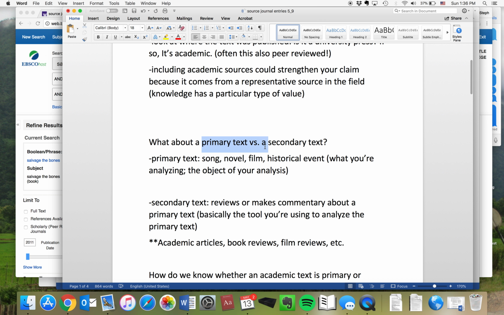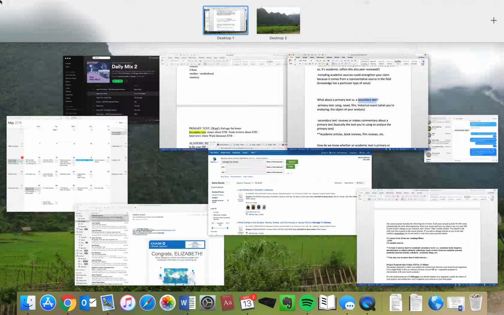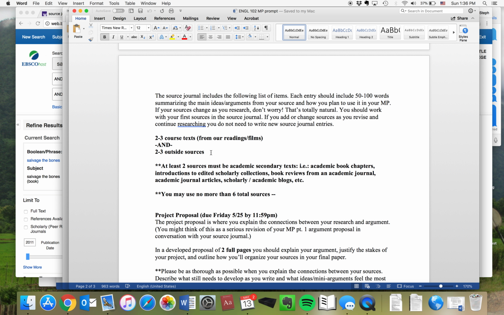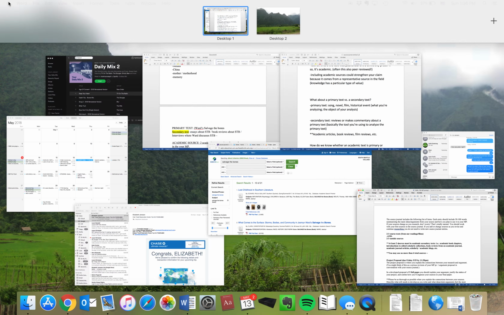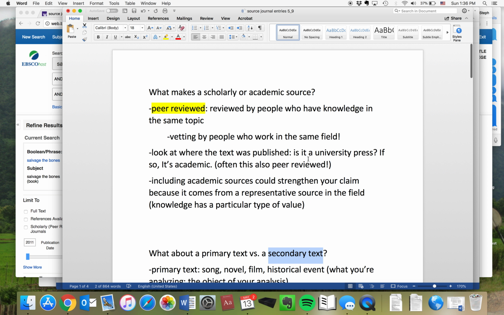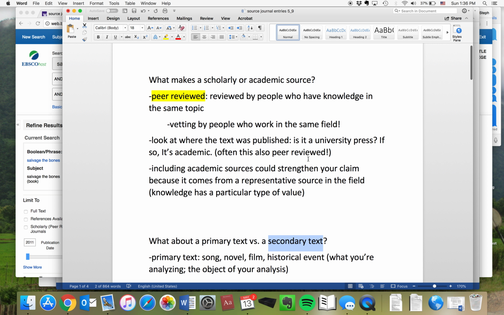The difference between a primary text and a secondary text, and looking back to the major project prompt and seeing, okay, I need at least 2 sources that are academic scholarly texts, right? So that can be from our readings, it could be from the outside sources as well. So at least 2 need to be these academic, peer-reviewed, scholarly texts. Okay. So go ahead and go to the next video to start looking at the database.